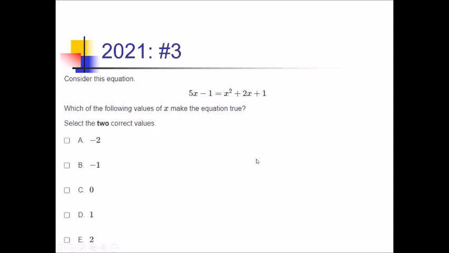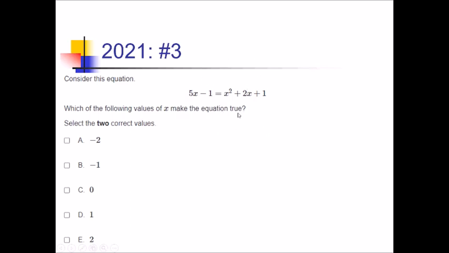For this problem, we're given the equation here, and we want to know which two of these values is going to make this thing true. So one way to do this, if you don't really know how to solve this, is just start plugging these in for x and see what makes this equation come out the same number on each side.